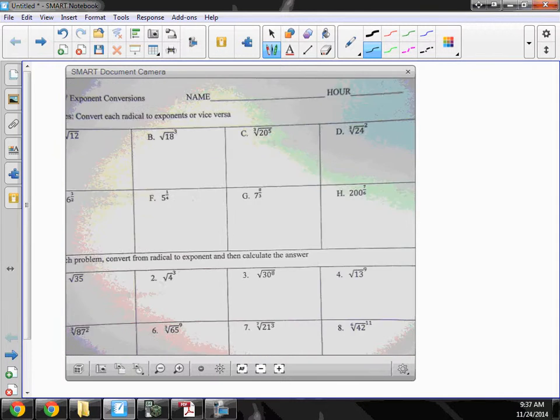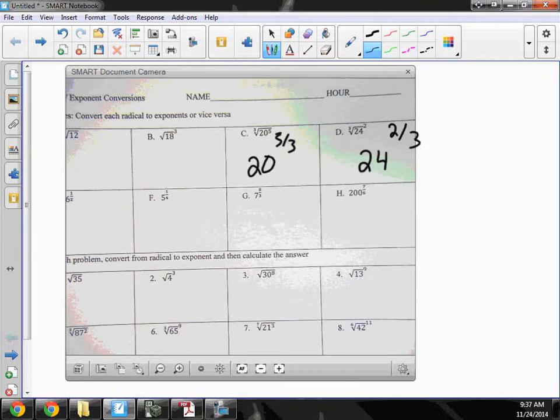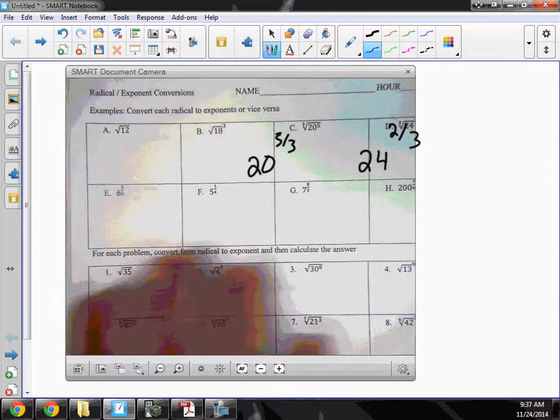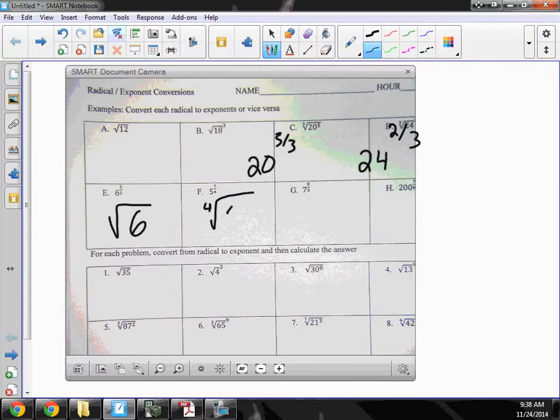Okay. If we look at C, that's going to be 20 to the 5/3. This would be 24 to the 2/3. Okay. And then on E, we're going to go backwards. What would E look like in radical form? It's just the square root of 6. What would F be? 4th root of 5 to the 1st.